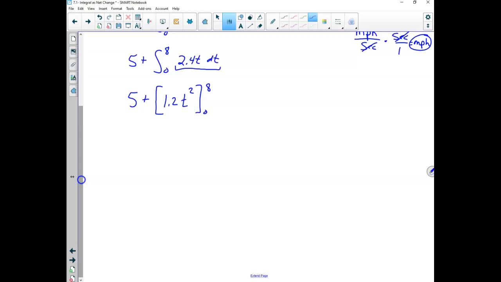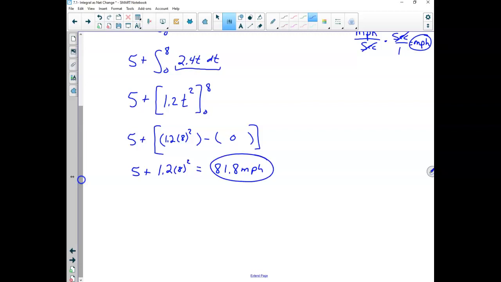So what happens is, this is going to be 5 plus, please don't forget, accumulate, okay, top minus bottom, and the 8 goes in there, so that's really 1.2 times 8 squared minus 0, so in the end, this would be 5 plus 1.2 times 8 squared, and that's going to equal what? Well, 81.8 miles per hour. Okay, so that is your speed at 8 seconds.